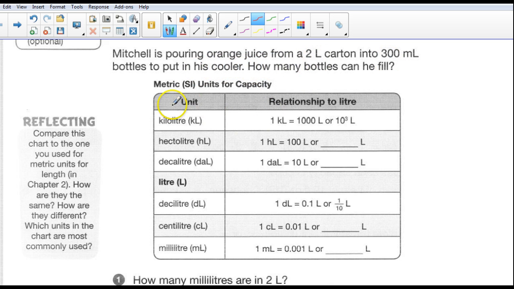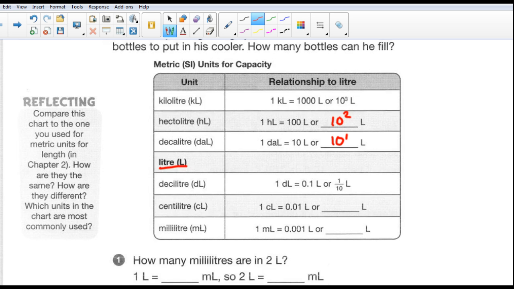Okay, well, first let's go through some of this reflecting here. 1 kiloliter, the word kilo means 1,000. Okay, so 1 kiloliter is 1,000 liters, or 10 cubed liters. 1 hectoliter is equal to 100 liters, or 10 squared liters. 1 decaliter is 10 liters, or 10 to the first liters. Then we have our standard unit for capacity in the metric system, which is the liter. Okay, that's our basic unit.